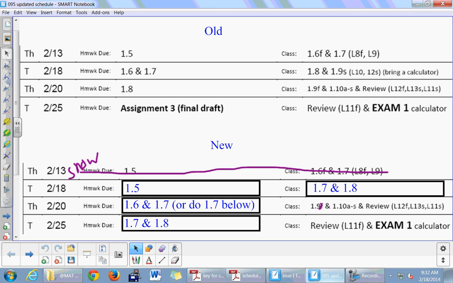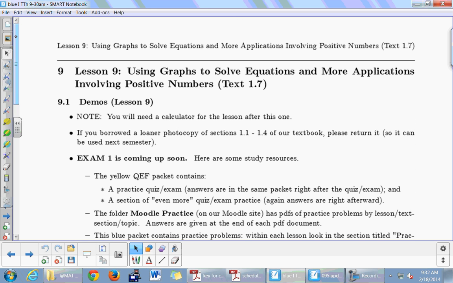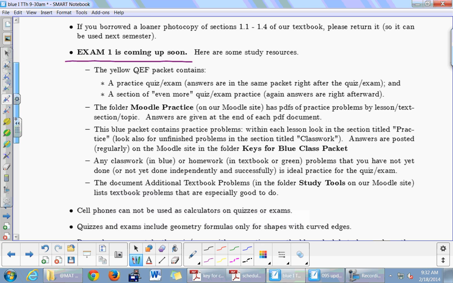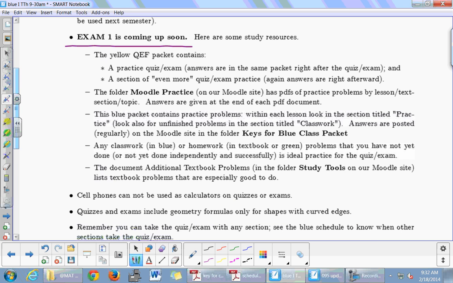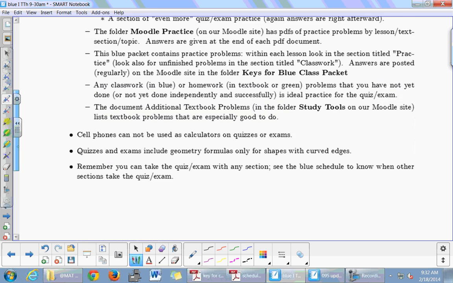Okay, then let's go back to blue page 72 for just a couple of quick announcements. First of all, exam 1 is coming up soon, and there are a lot of resources for exam 1, including the yellow QEF packet with a practice exam inside of it. It's not too early to start studying for that exam. It's 1 week from today. And don't forget about peer tutoring as a possibility.